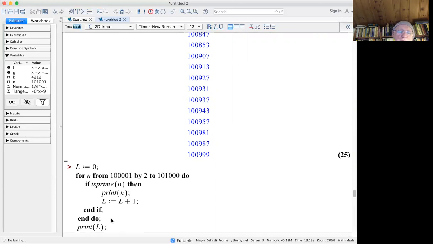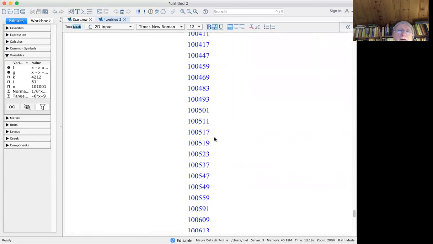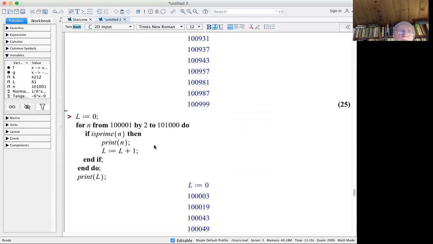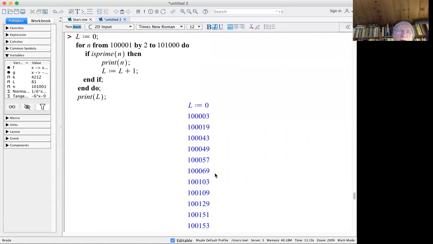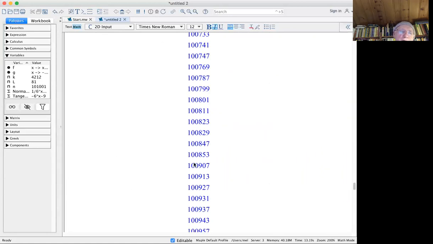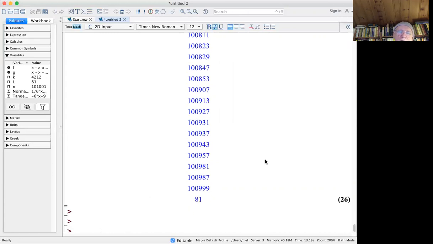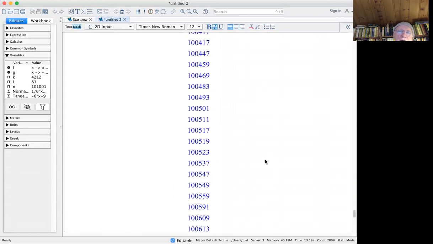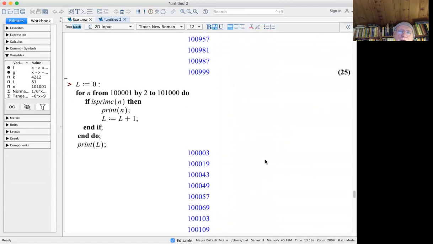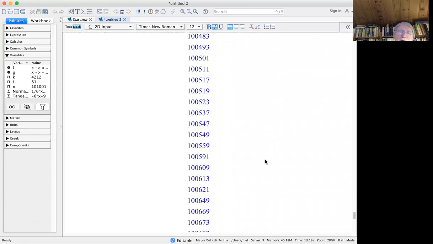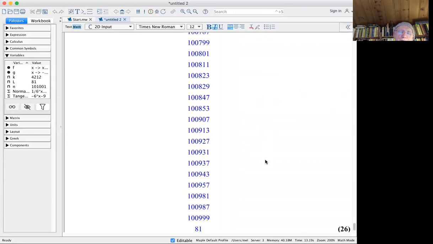Let's see what happens. So here, as I go from 100,001 to 101,000, I've listed all the primes. I started with L equals 0. If I don't want to see that on the screen, I could end this with a colon instead of a semicolon. And now, here are all the primes listed out, and there are how many? 81 of them.